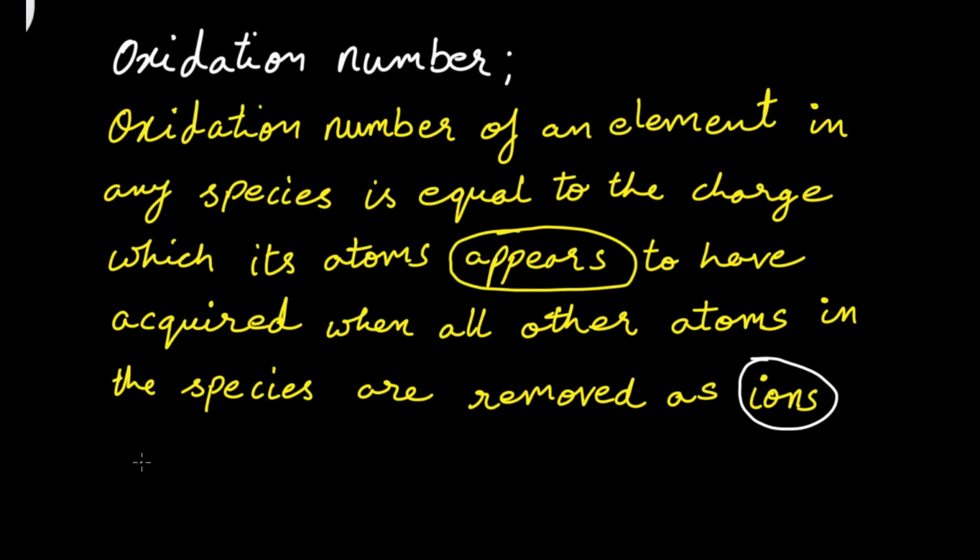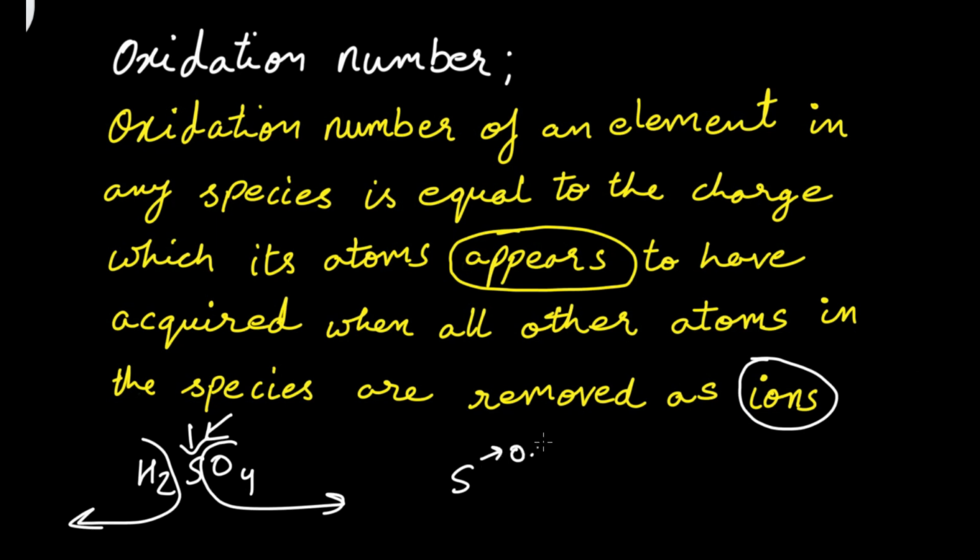What it means is, for example, in the case of H2SO4, you need to find the oxidation state of sulfur. So what you will do is, you will take out oxygen and you will take out hydrogen as ions. After taking these out as ions, the remaining charge that is present on sulfur will be equal to the oxidation state of sulfur, right? This is the meaning of removing as ions.